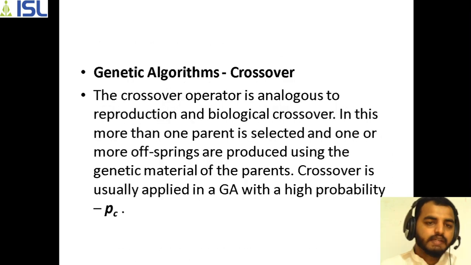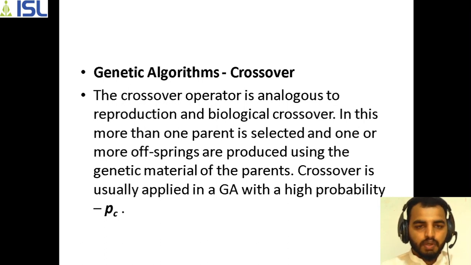The next one is the genetic algorithm with reference to crossover. The crossover operator is analogous to reproduction and biological crossover. In this, more than one parent is selected and one or more offspring are produced using the genetic material of the parents. Crossover is usually applied in a genetic algorithm with a high probability. So this is with reference to crossover.